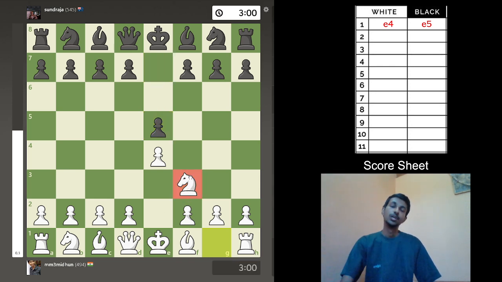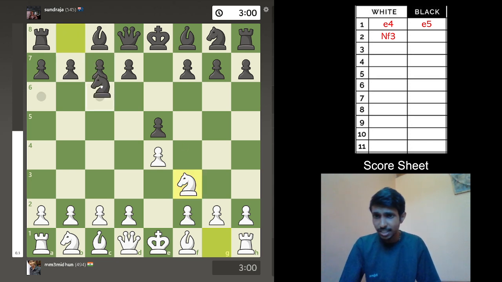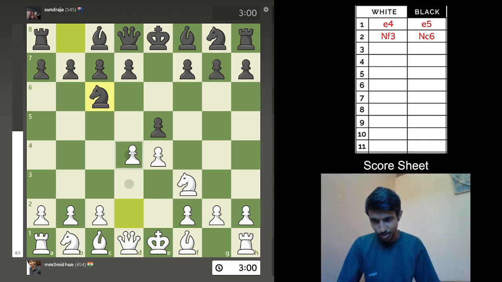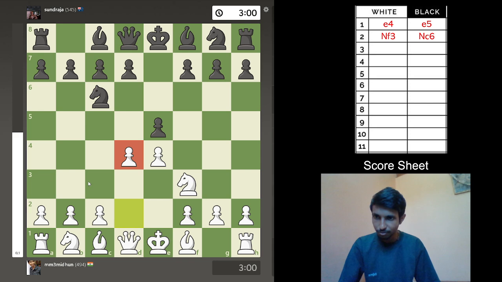F3. So how do you write this? Nf3, which means the knight goes to f3. Similarly, he pushes his knight maybe here. What is the square? C6. So Nc6. Now let's push this pawn to the center. What is the square? D4. Just write it as D4.